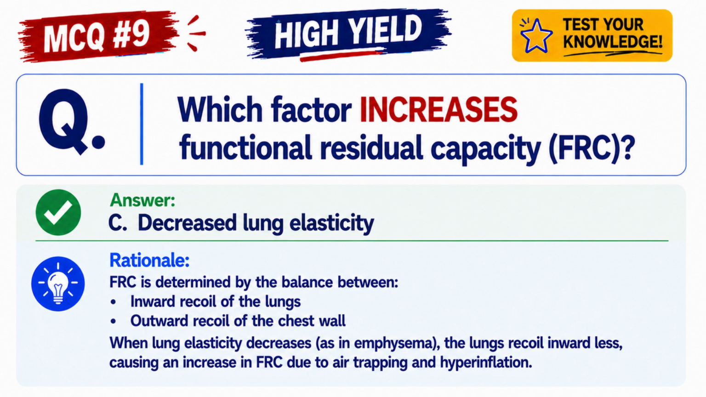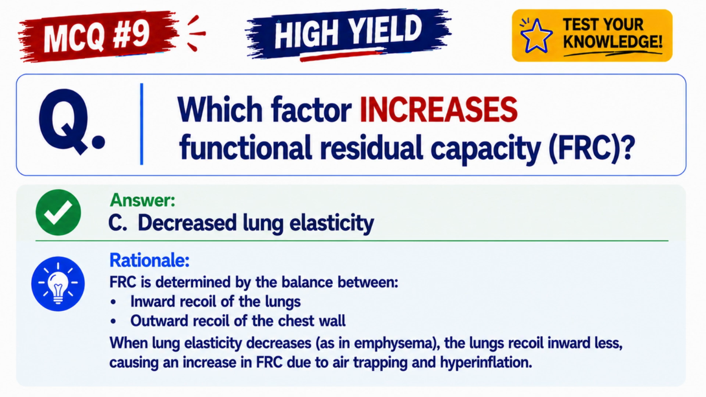air trapping, barrel chest. Now the opposite: increased lung elasticity. As in pulmonary fibrosis, the lungs recoil inward more powerfully than normal. They pull harder against the chest wall. The balance shifts inward. FRC decreases. Small, stiff lungs, restrictive physiology.